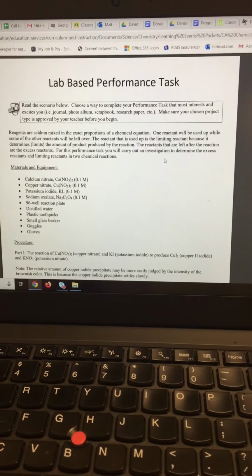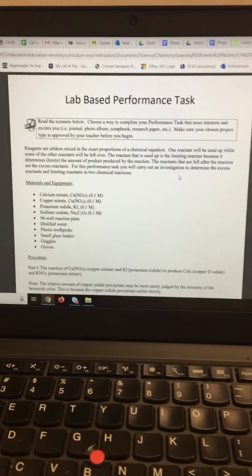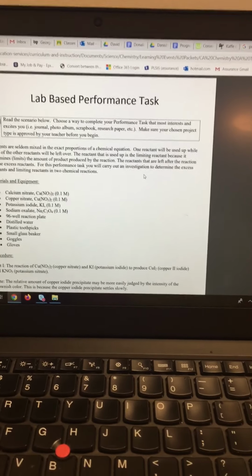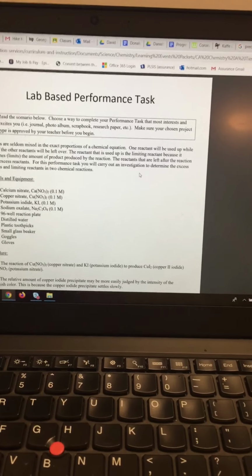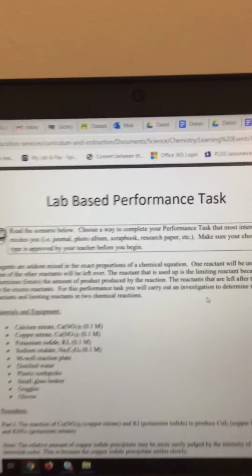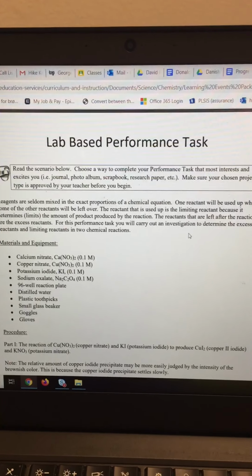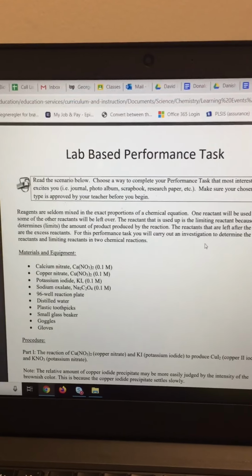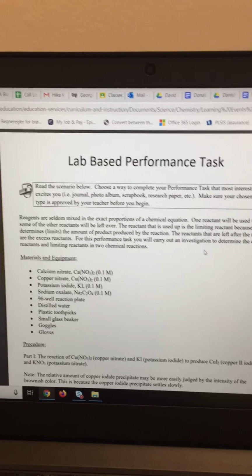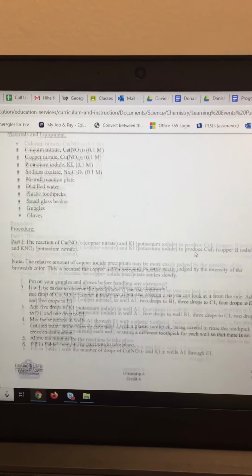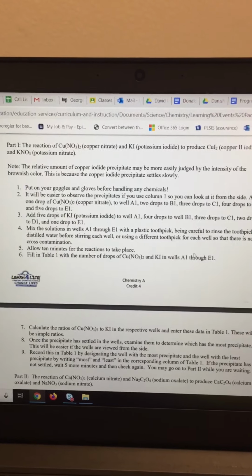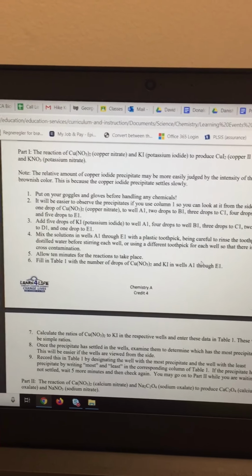So this is the performance task for Chemistry A, credit 4, on page 42. Start by reading the instructions in your package, very good, and then pretend that you are doing this lab. So read the instructions now, or before you're watching this video.